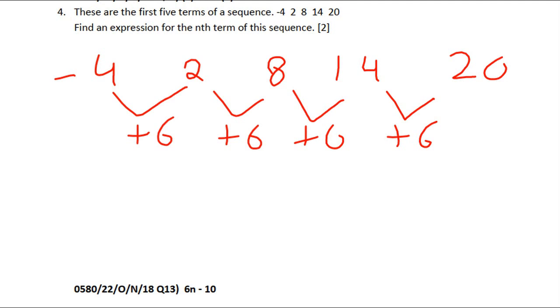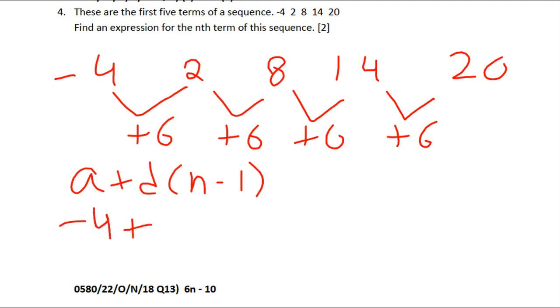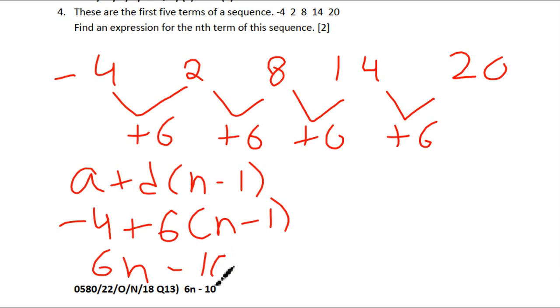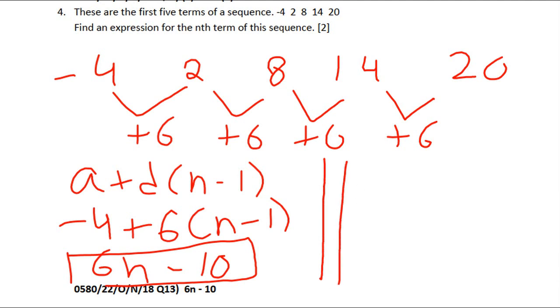So either use the formula, which I will not prefer, which is a plus d(n minus 1). Write the first term plus d, the common difference, times (n minus 1). Open brackets and simplify, you get minus 6 minus 4, which is minus 10. So you get 6n and minus 10.